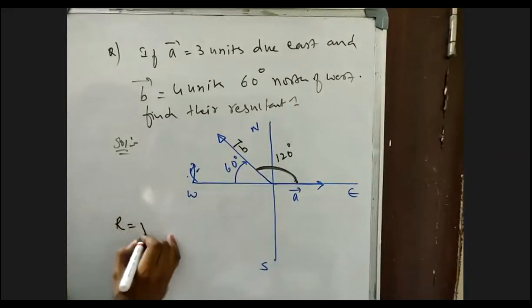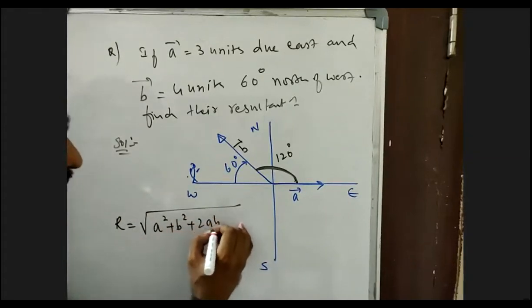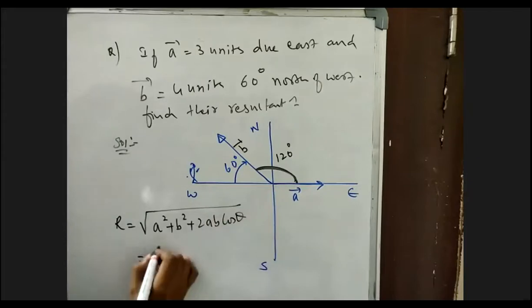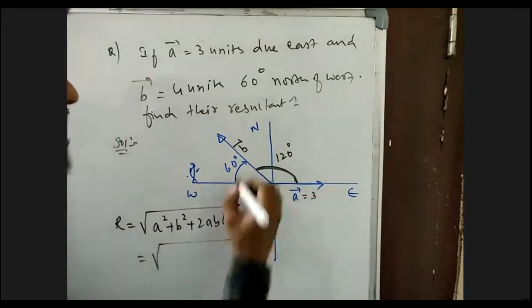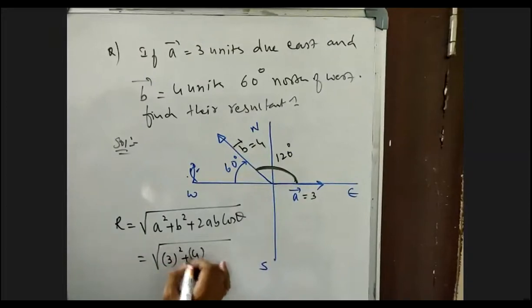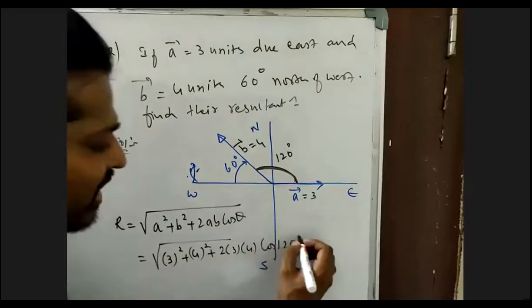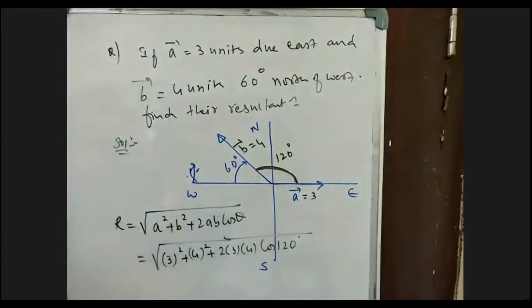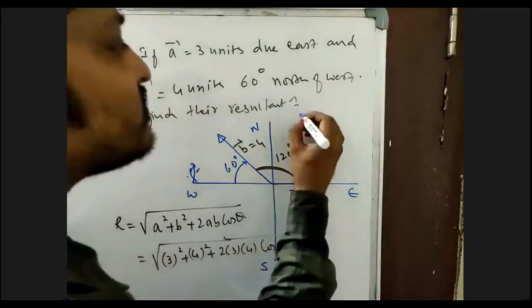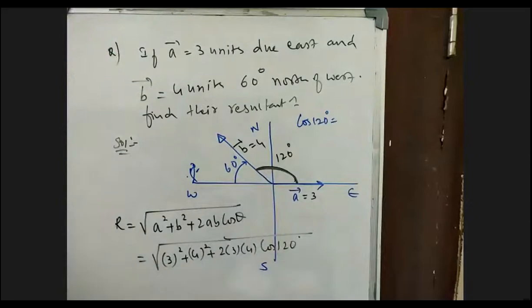Resultant vector R is equal to the square root of A square plus B square plus 2AB cos theta. That is equal to the square root. A value is given how much? 3 units. B value is given how much? 4 units. This is nothing but 3 square plus 4 square plus 2 into 3 into 4 into cos 120. Cos 120 is how much? Cos 120 is sin 30, which is half, 1 by 2.